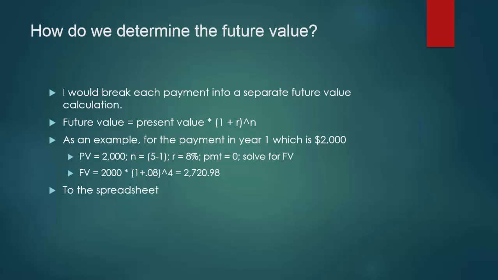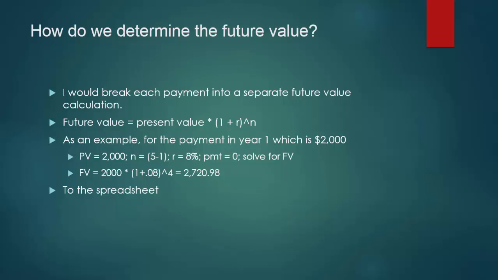So as an example, let's look at year 1. The cash flow for year 1 is $2,000. And remember, unless the question says otherwise, we are always going to assume that the cash flow occurs at the end of the year. So we have $2,000. That would be the present value for that one particular payment. Now, how many periods are we going to go out? What is n going to equal? Well, we're trying to find out the value at the end of year five. And we're operating at the end of year one for this particular cash flow. So 5 minus 1 is 4. So n will equal 4.